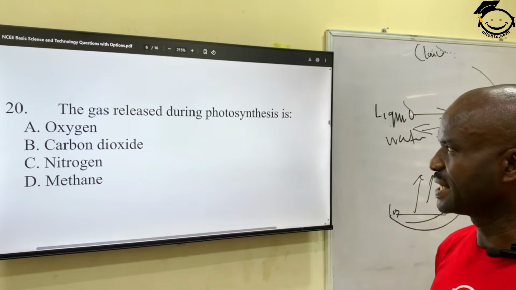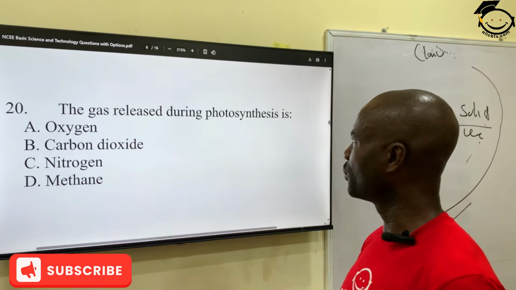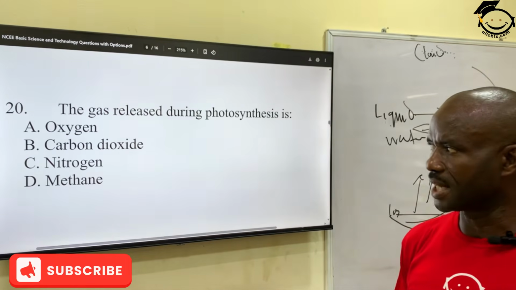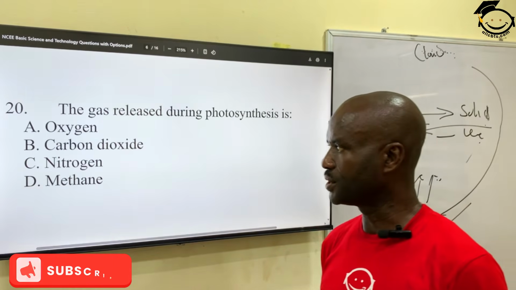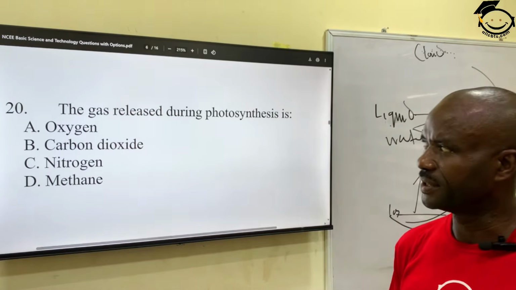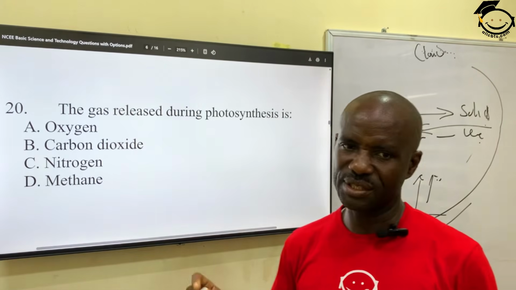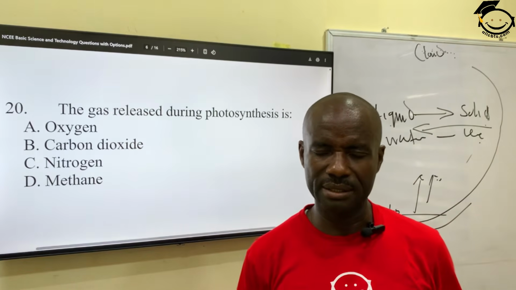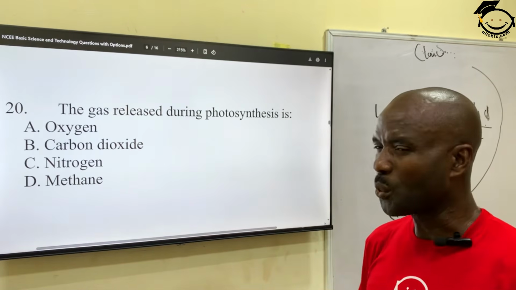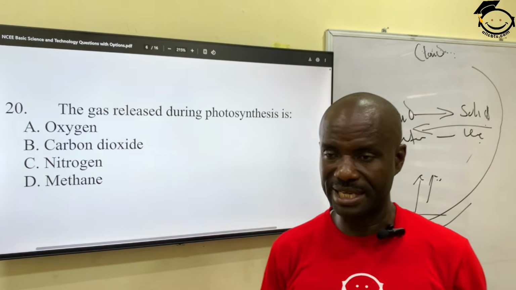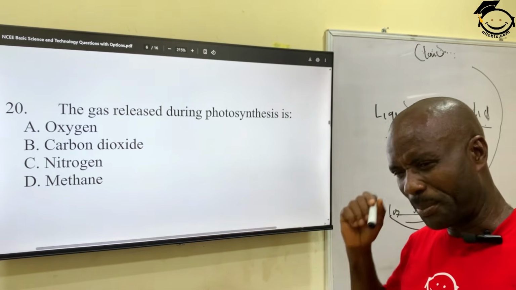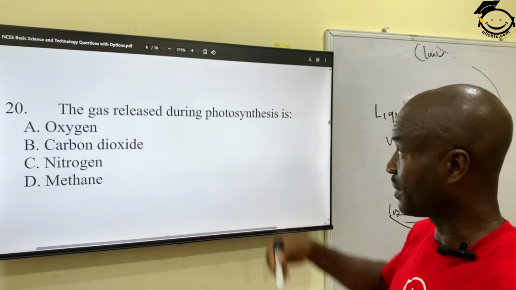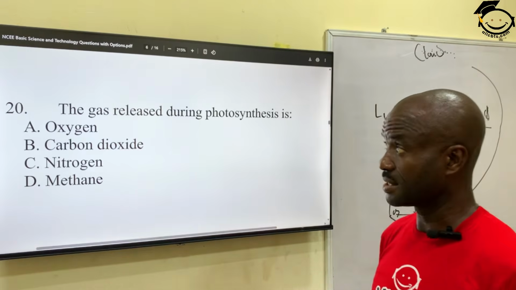Question 20 says, the gas released during photosynthesis is A, oxygen, B, carbon dioxide, C, nitrogen, then D, methane. The correct answer is oxygen. During photosynthesis, the plant has the ability to release oxygen, which the animal takes in, which we breathe in as animals. While in exchange, the animal releases carbon dioxide for plants to continue to manufacture starch through photosynthesis.